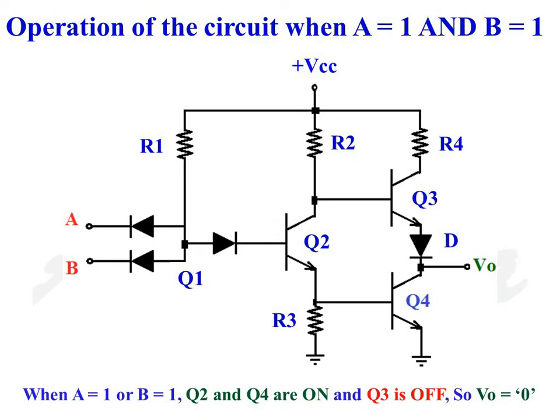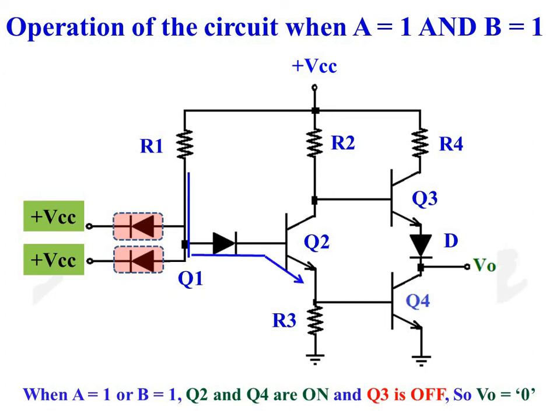Now let us consider the operation of the circuit when A is equal to 1 and B is equal to 1. When A is equal to 1 and B is equal to 1, none of the base emitter junctions of transistor Q1 is forward biased. In fact, it is reverse biased. So these two diodes do not conduct current. So current flows from VCC through resistance R1 and the collector base junction of transistor Q1. So transistor Q1's collector base junction is in the forward biased condition. So transistor Q1 conducts current.